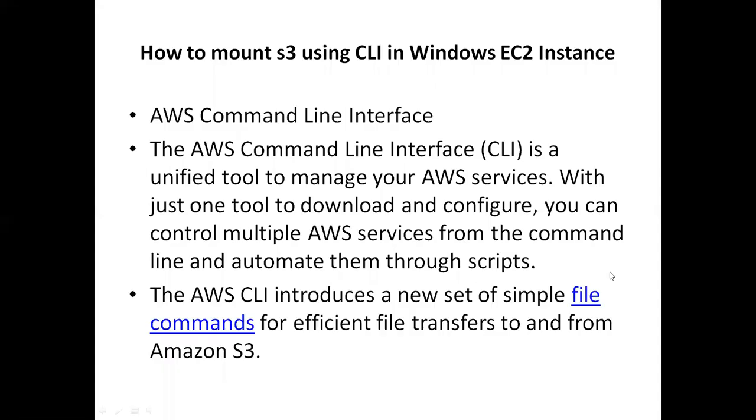So today my topic is how to mount S3 using CLI in Windows EC2 instances. Basically, we know for the Linux instances, you can either select the AMI which includes CLI, or you can install the package. Some few commands are there to install the CLI in the EC2 instance in Linux. But today I'm going to show you how to mount S3 using CLI in Windows EC2 instances.